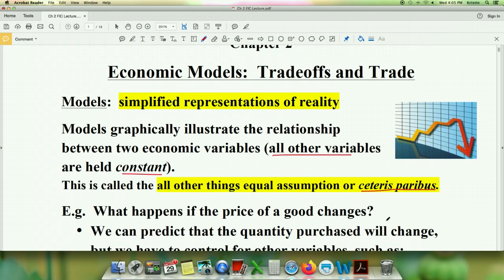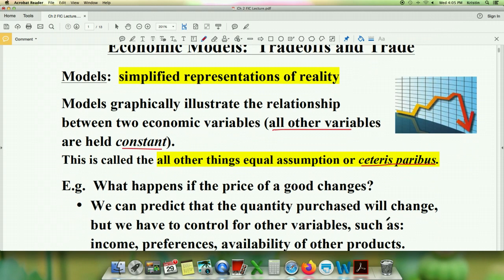So for example, what if the price of a good changes? Now we can predict that when the price of the good changes, it will change the amount that people want to buy of the good. But we have to assume that other things for the consumer have not changed, because other things will influence how much a person will buy. But if you let too many things change at once, then it becomes confusing.